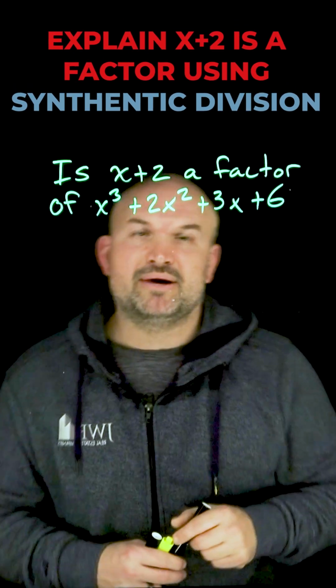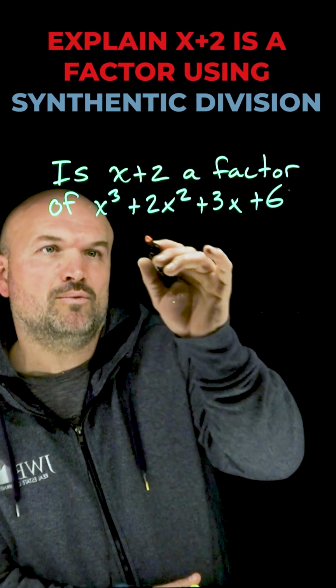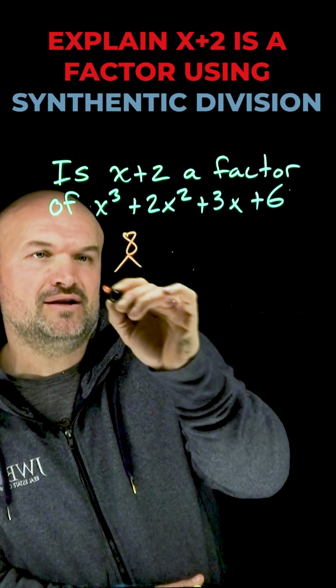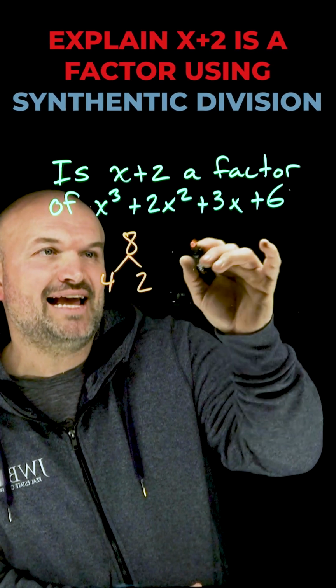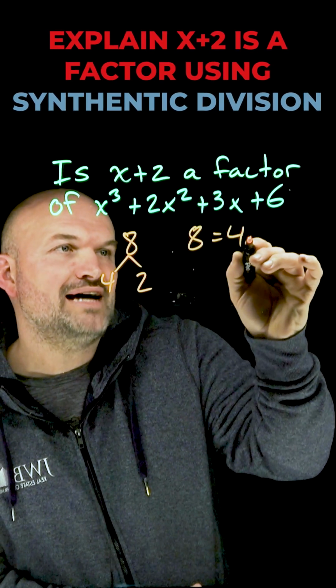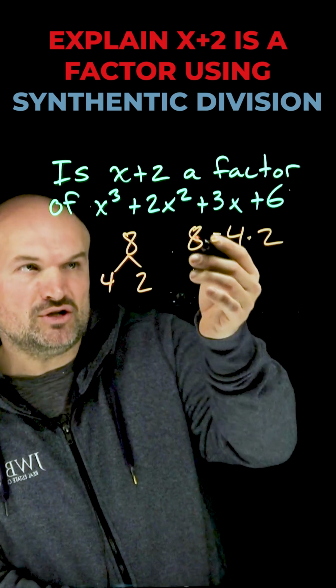The simple way to think about a problem like this is to think about division. So we know the number 8 has two factors, right? 4 and 2. Now the reason why they're factors is because I can rewrite 8 as 4 times 2. Right? Factors are going to multiply to give you a number.